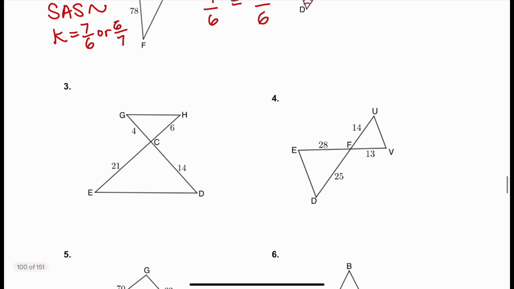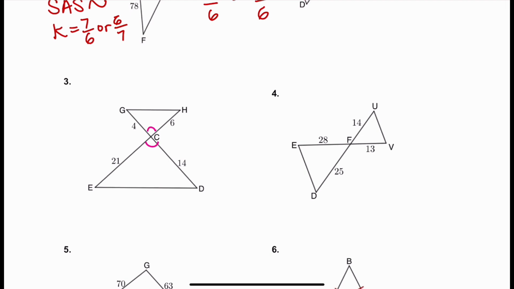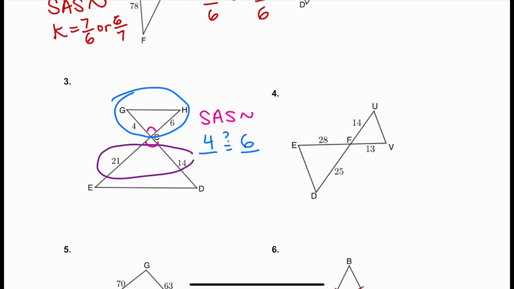Now number 3, I see another set of vertical angles. I also have two side lengths here. So if these are similar, it would be because of side-angle-side similarity. But we have to just double check. I'm going to take one triangle, 4 and 6. We're going to put those in the numerator. And I'm just going to put a question mark. I'm not really sure if these are similar. 4 is the smaller number. It's going to go with 14 of the second triangle. And the larger number is 21.